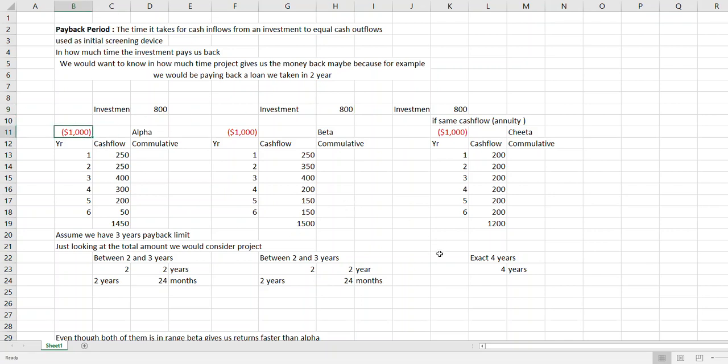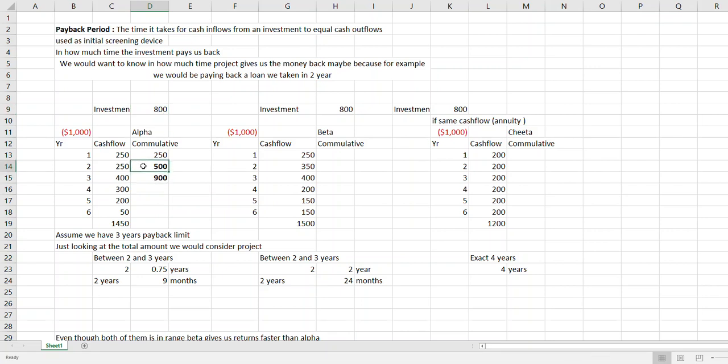So let's calculate the payback period. The way we calculate payback period is this: the years and the cash flows will be given to you in the question. The first thing we do is find the cumulative. So the first year is only 250. In the second year, it will be all years combined, so it will be 500. In the third year, again, all previous years combined. When your cumulative cash flows become more than your investment, that means you have received your money back.